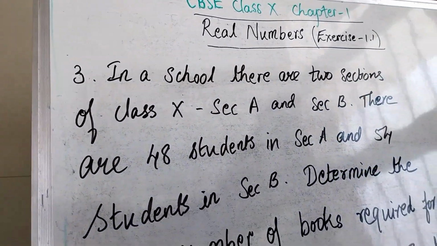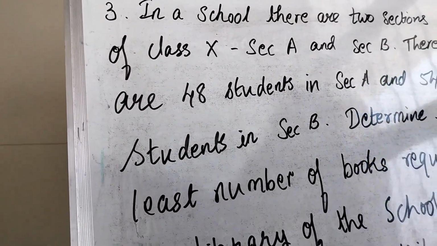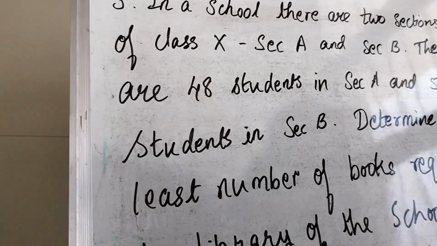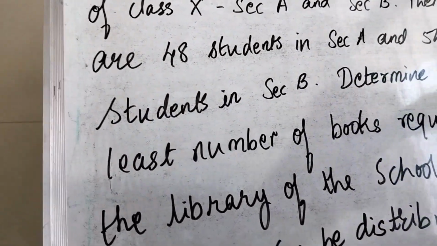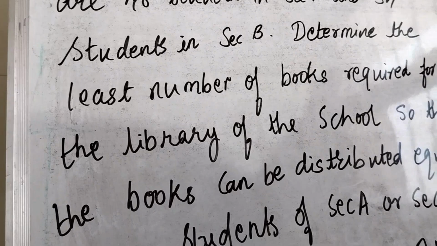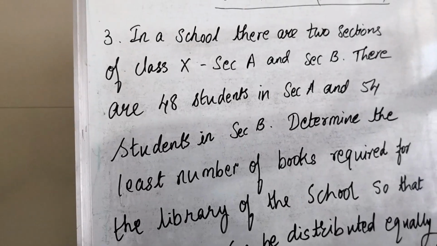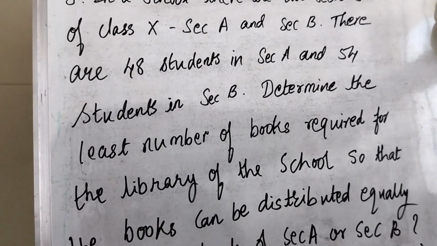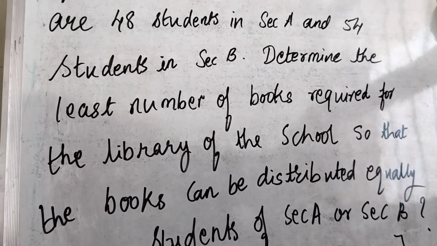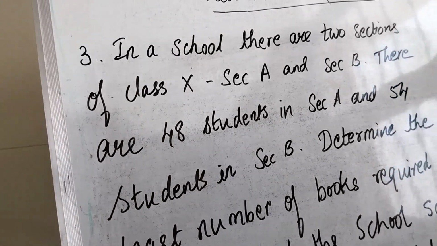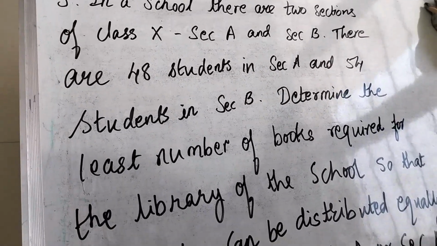In a school there are two sections of class 10th, section A and section B. There are 48 students in section A and 54 students in section B. Determine the least number of books required for the library of the school so that the books can be distributed equally among students of section A or section B. I am repeating because my handwriting may not be legible to some students, so I am reading it out for you too. You can listen in the video and note down the question. If you don't understand any word, you can write it down by listening.